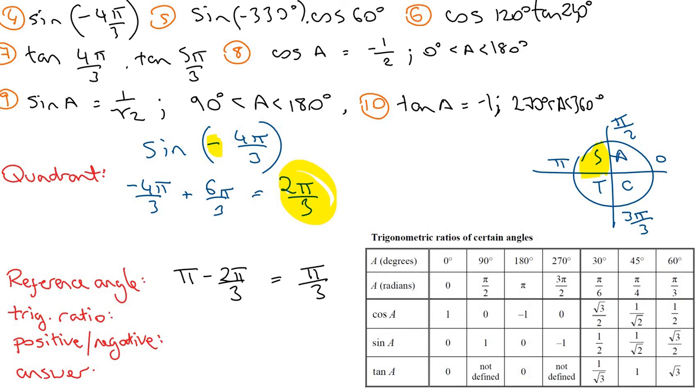Now we use our trigonometric ratio. We're looking for the sine of pi over 3. It's going to be sine. We go to radians, find pi over 3, which is 60 degrees. So our answer is root 3 over 2.